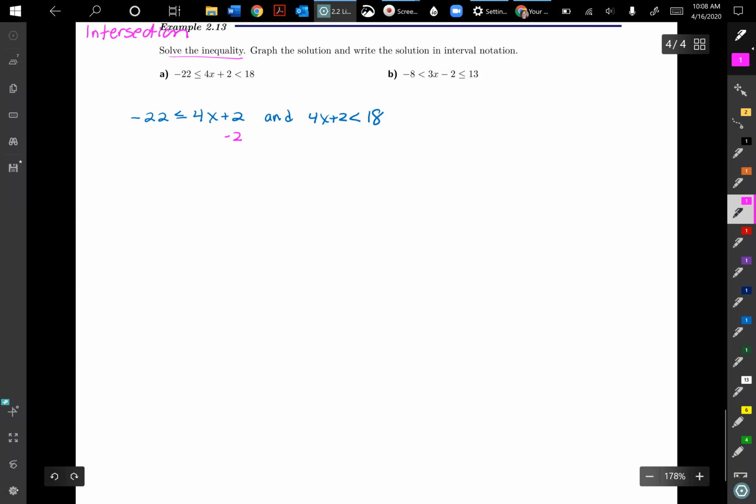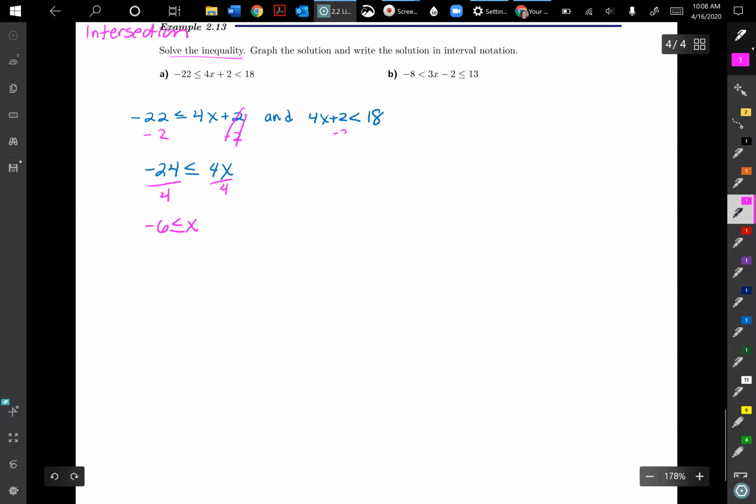For the one on the left, I subtract 2 from both sides, so we get -24 less than or equal to 4x. Then divide by 4 on both sides, and I end up with -6 less than or equal to x. I'm just going to leave it that way for now. I'm not going to get the x to the left or anything like that, and you'll see why in a minute.